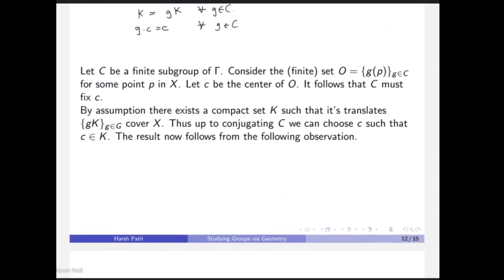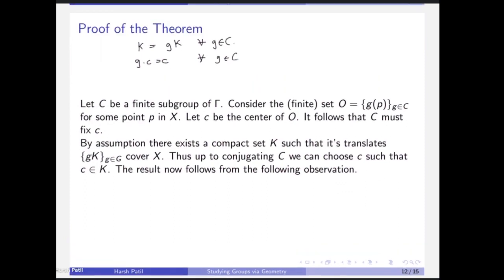Okay, great. By assumption there exists a compact set such that its translates cover X. Now we have our point c somewhere, and this point is fixed by our finite subgroup. It belongs to some translate of our compact set. So this is K and this is gK. If you apply g inverse to this, it maps the set back to K, and there'll be some point here which will be g inverse c.